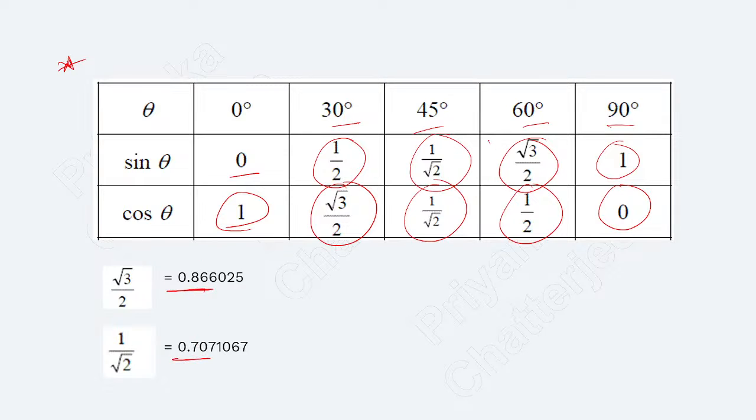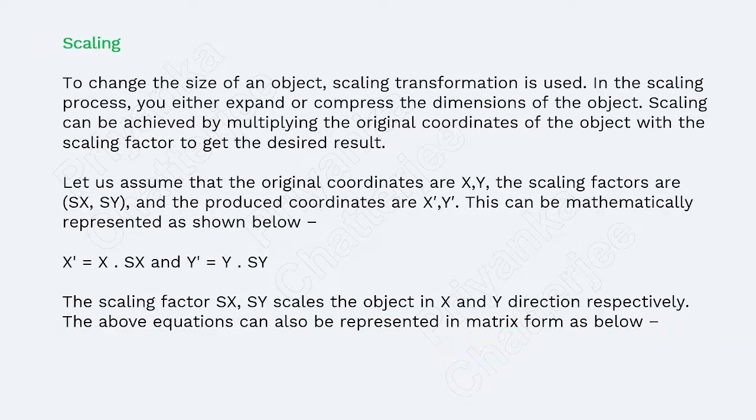Because here, root 3 by 2, 1 by root 2, these values can give you the fraction result, and you have to remember this fraction result also, because sometimes a question can come with the fraction. And if you don't know this fraction, then you will be confused. Okay? Clear? Is that clear to everyone?